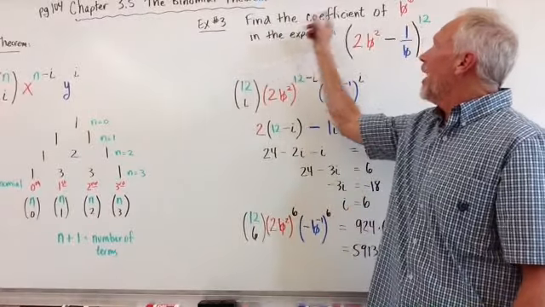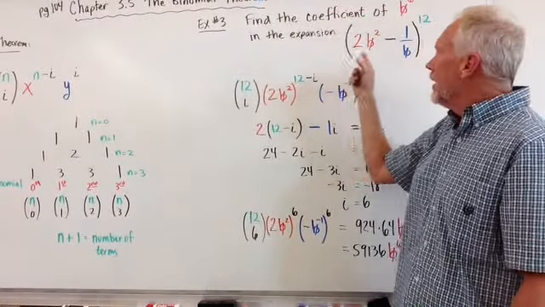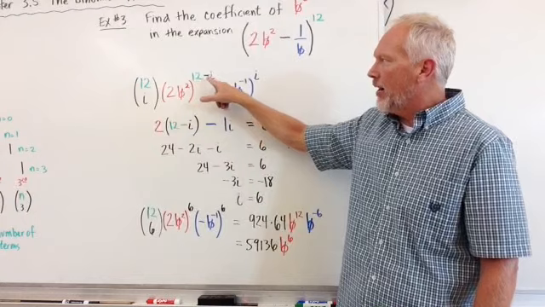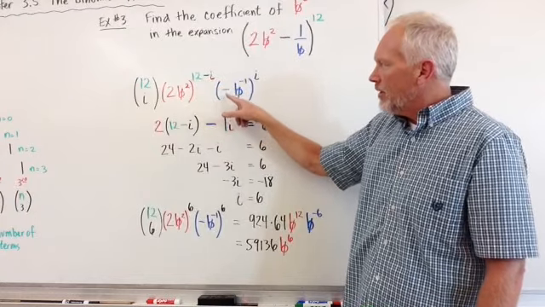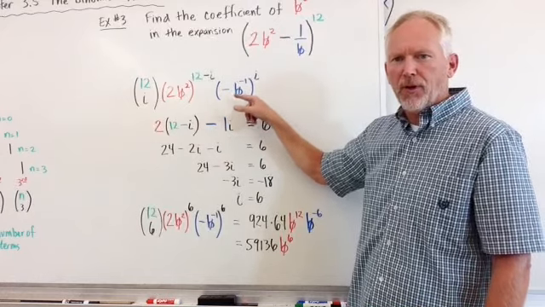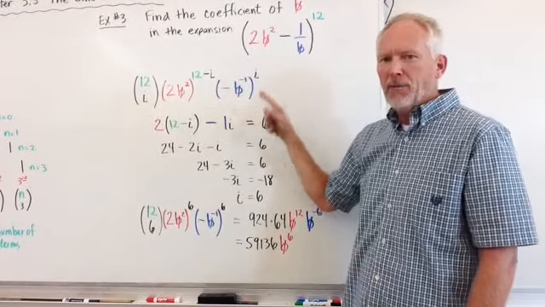Okay, number 1, find the coefficient of b to the 6th, given the expansion of 2b squared minus 1 over b, all to the 12th power. So, it's 12 choose i times our x, which is 2b squared to the n minus i, where n is 12, times negative b, to the ith power. This little b with a line through it is to separate it so we know it's not a 6.